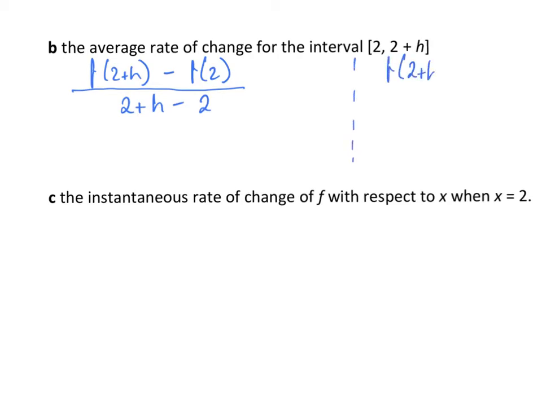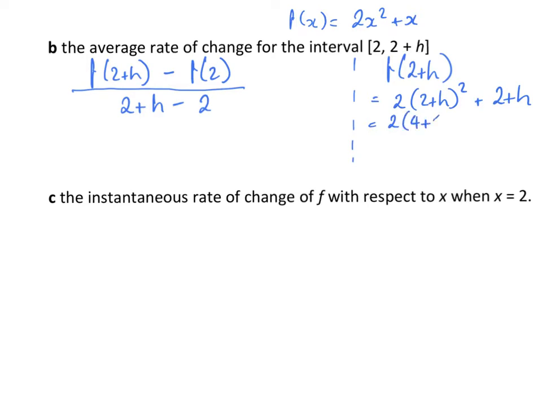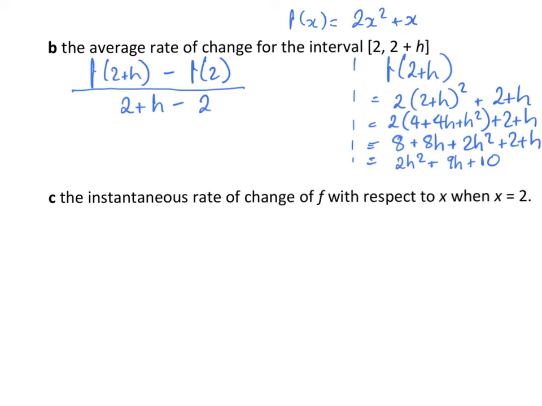f of 2 plus h. Remember the rule was f of x equal to 2x squared plus x. So f of 2 plus h would be 2 times 2 plus h squared plus 2 plus h. Let's expand that out. 2 times 4 plus 4h plus h squared plus 2 plus h. And so we get 2h squared plus 9h plus 10.